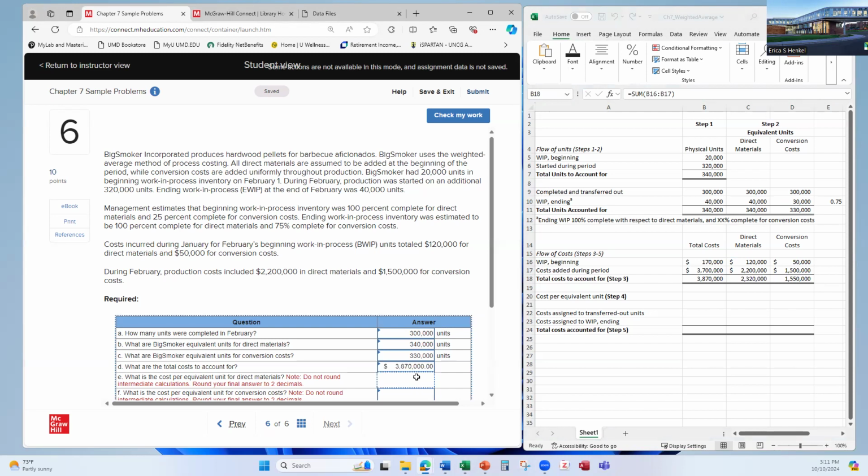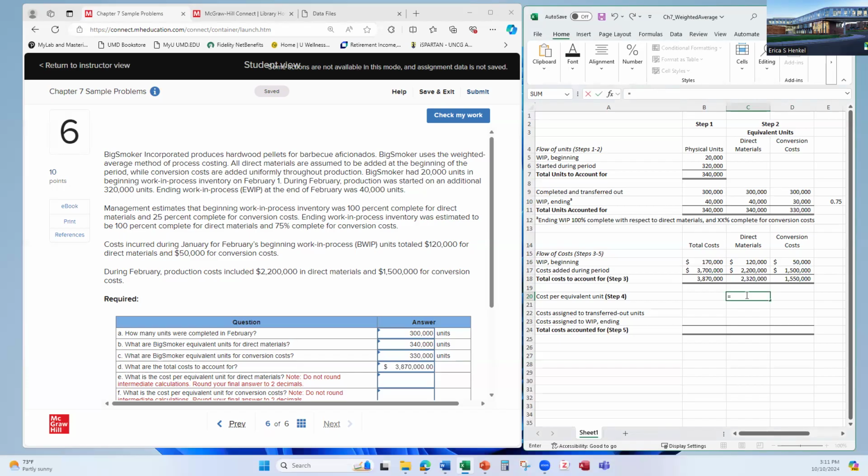So now, in order to get our cost per equivalent unit here, we don't really care about this column here because we need to break it out by direct materials. We need to calculate our total costs to account for divided by the total units to account for. And because this is the weighted average method, we don't really care about the beginning.